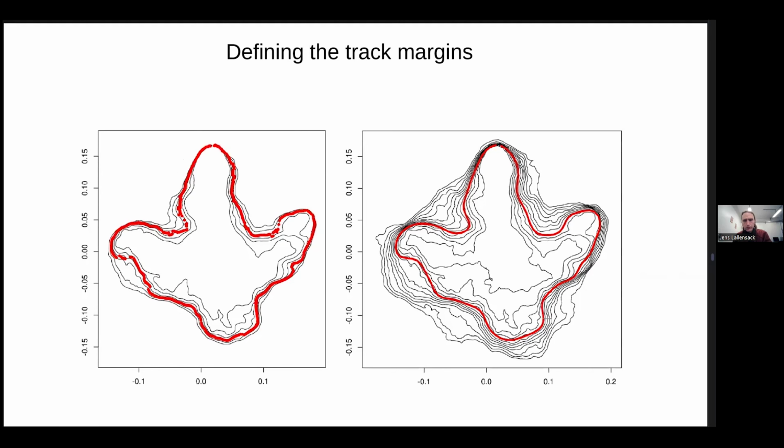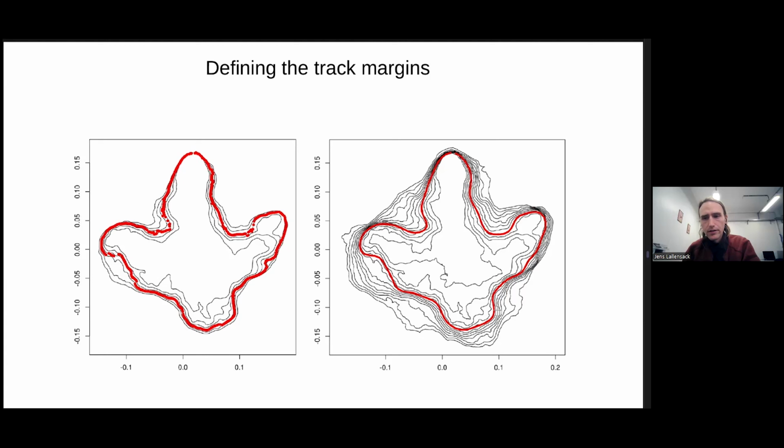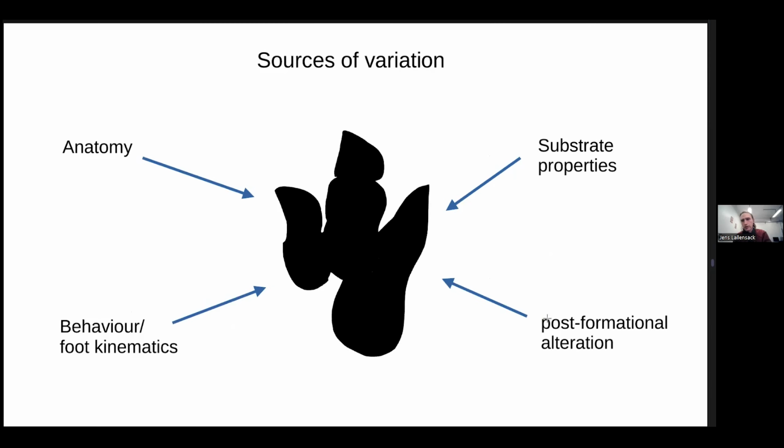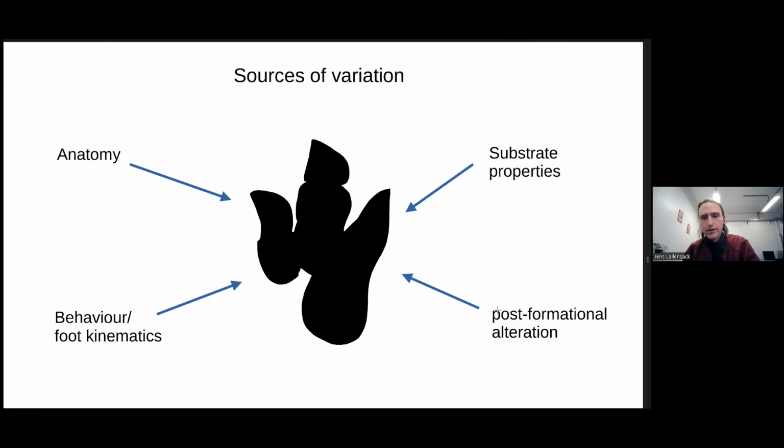So we have a lot of problems with applying statistical methods on dinosaur tracks. One problem is defining the track outlines we already talked about. The other problem is that in ichnotaxonomy, we are interested in anatomy, but a track is the result of a lot of different things, not only anatomy, but also substrate properties, post-formational alteration, behavior and foot kinematics, and so on.